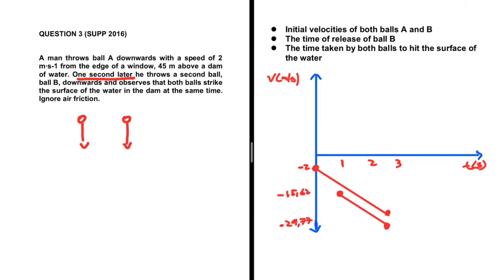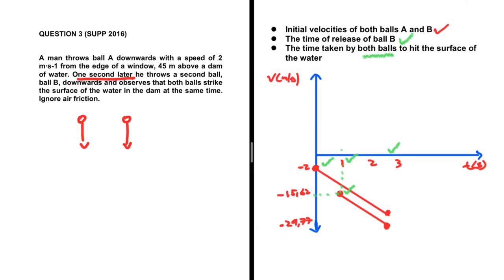Let's see if we indicated all that we need to do. Initial velocity for both balls A and B. Initial velocity for ball A. Initial velocity for ball B, which is 15.62. The time of release of ball B, that is at t equals 1. So we are able to indicate that. The time taken by both balls to hit the surface of the water, t equals 2.83, somewhere here. We've indicated that. So there we go. We have all that we need.